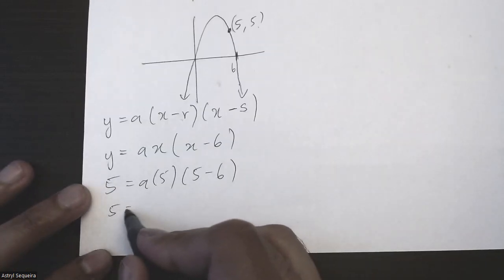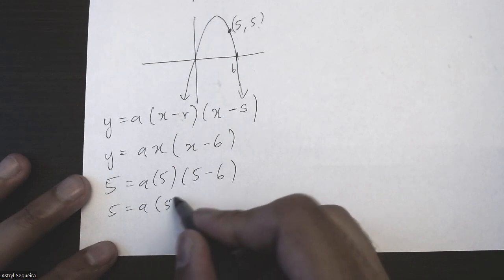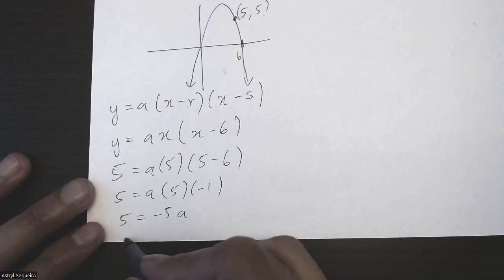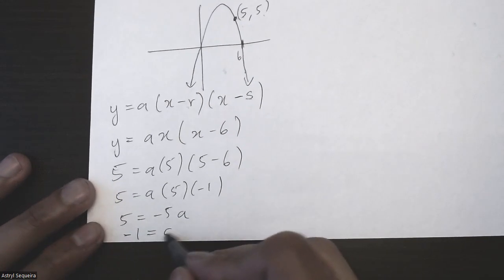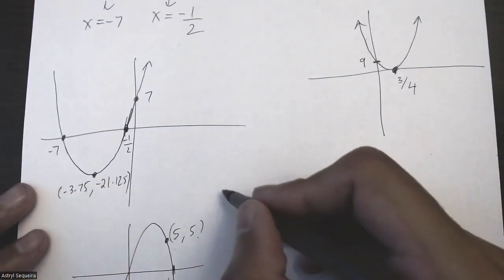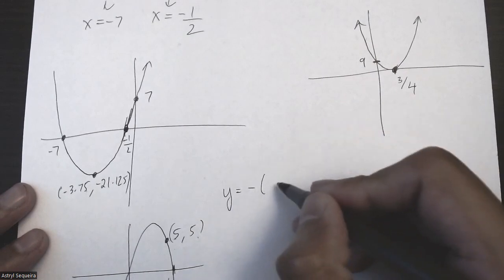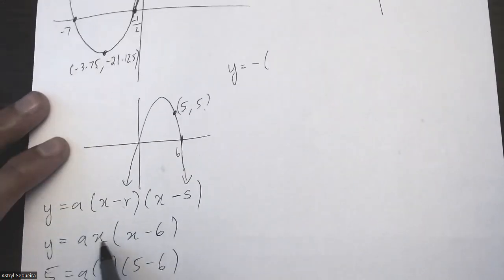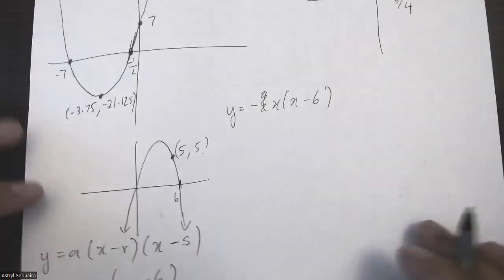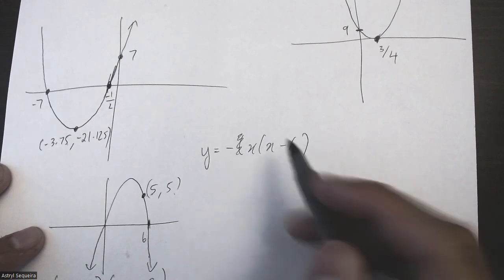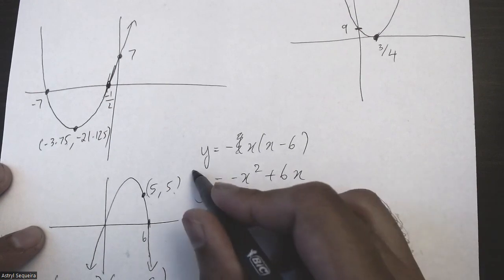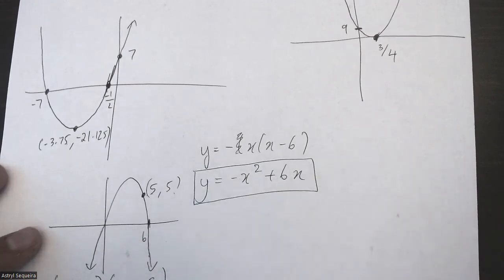And I want to solve this. Divide by -5. So a just equals -1. Now I'm going to rewrite my equation. Y equals negative, I'm going to use this one over here. So y equals negative x(x minus 6). Then if I want to turn this into standard form, I just want to expand this. So that's just going to be negative x squared plus 6x. And that is my final equation in standard form.